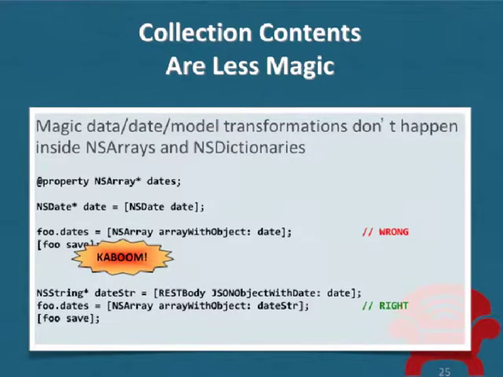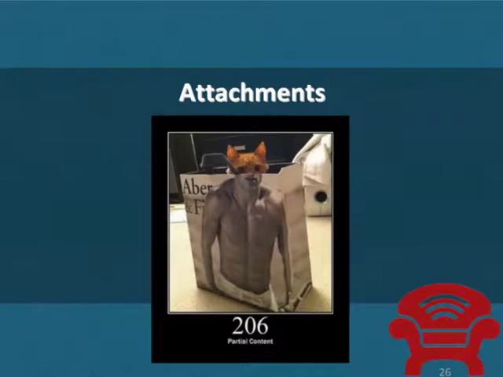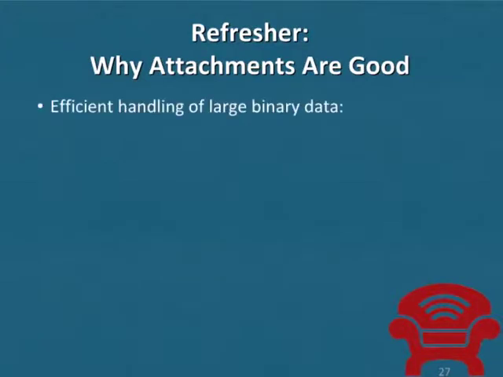Okay, next topic is about attachments, which I mentioned really briefly. These are a good alternative to storing NSData inside of your document. So general stuff about CouchDB/Couchbase and attachments. They're a much more efficient way of handling large binary data in documents. And they're more efficient because they're loaded on demand.